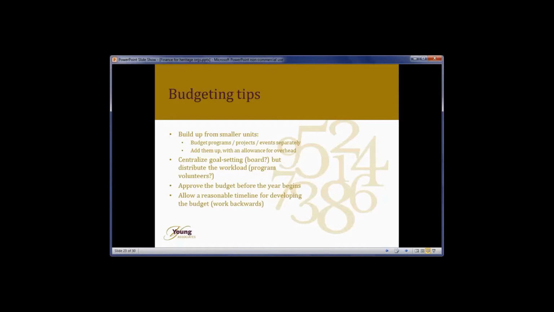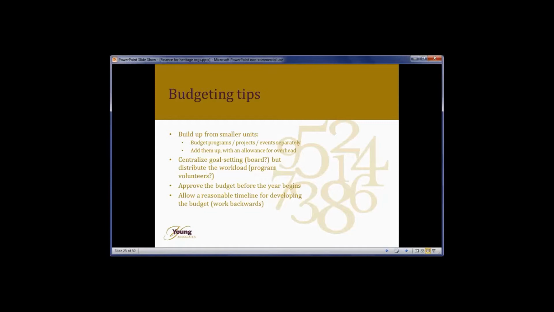When you're building your budget, the same strategy can work very well for you. Build up from smaller units to bigger ones. So a lot of organizations find it very effective to design budgets for each individual program, project, or event, add those up, put in an allocation for office, overhead, and general expenses, and voila, you've got your operating budget for the entire year.